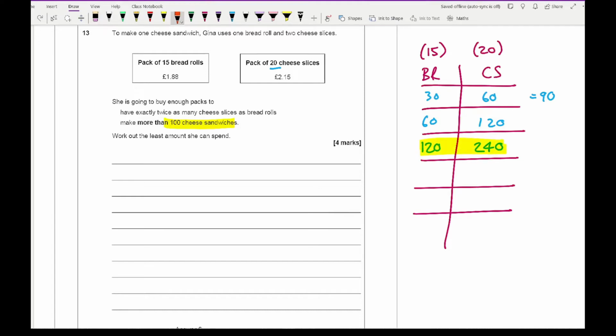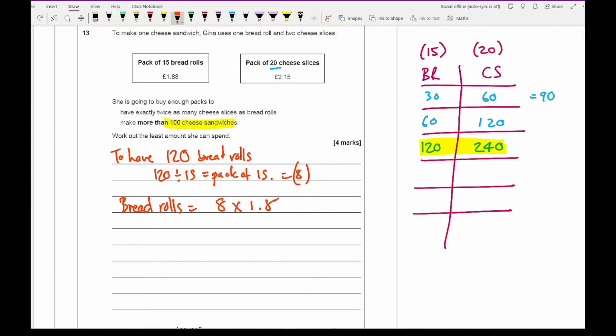So to work this out, to have 120 bread rolls, I'm going to need 120 divided by 15 packs of 15. If I just quickly type that into my calculator, 120 divided by 15 gives me 8. So here the bread rolls cost is going to be 8 times 1.88, which if I work that out on my calculator gives me an answer of £15 and 4 pence.